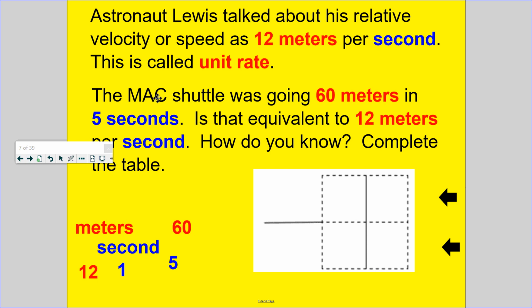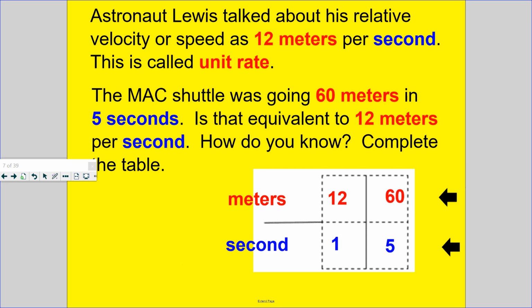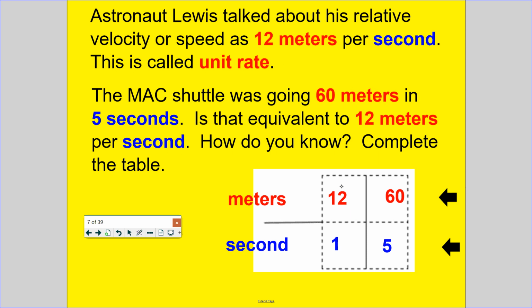The Max shuttle is going 60 meters in 5 seconds. Are they equivalent? So we're going to see if they're equivalent. I'm going to use this table to see if they're equivalent. So I'll put meters, second. Astronaut Lewis is traveling 12 meters in 1 second. The space shuttle is going 60 meters in 5 seconds. Do they show a relationship? Are they equivalent? Well, let's take out a pen and see if they are.